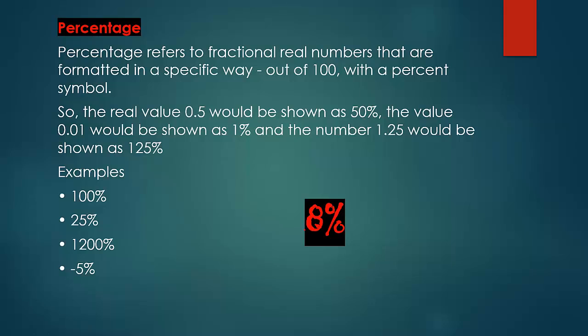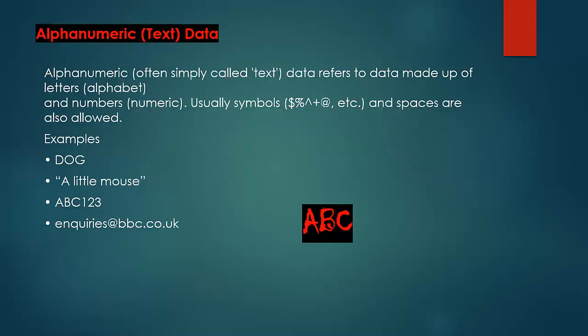The value of 0.01 would be shown as 1%, and the number 1.25 would be shown as 125%. So this is an example of a percentage. And we have alphanumeric. It's text, which can be capital letters, numbers, symbols. It could be an email, it could be letters, capital letters, and numbers. So this is for the alphanumeric or the text.